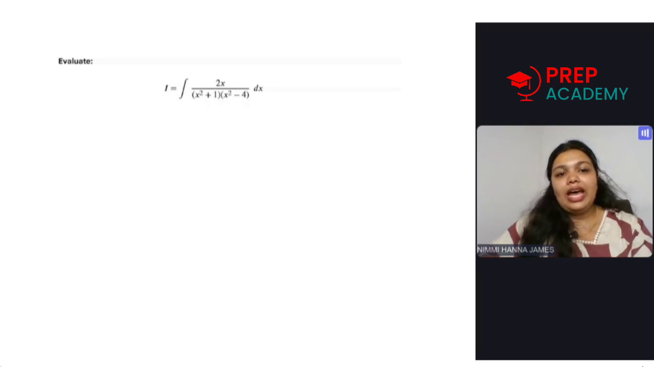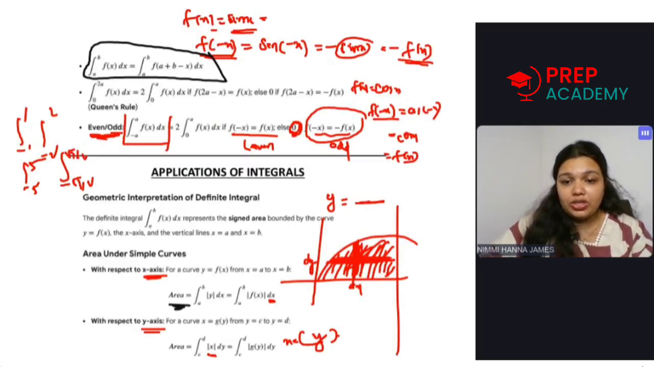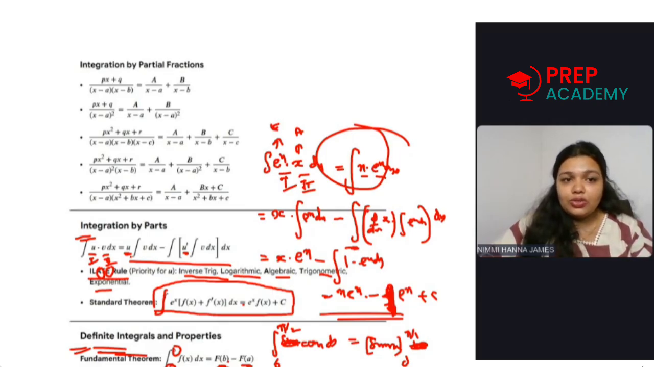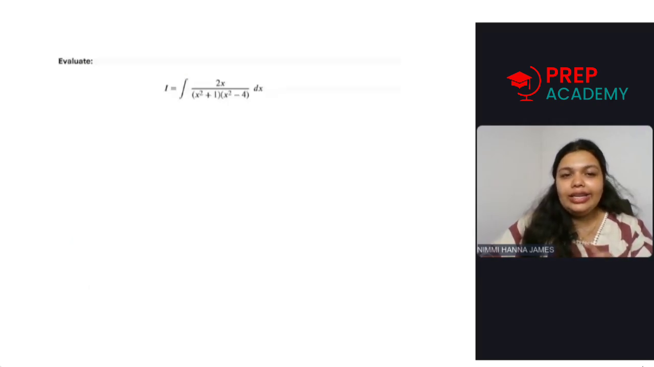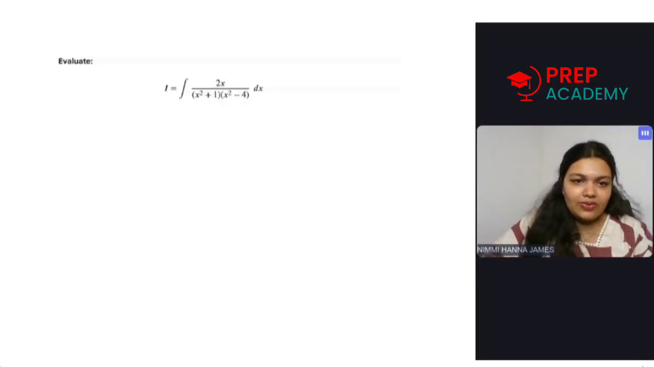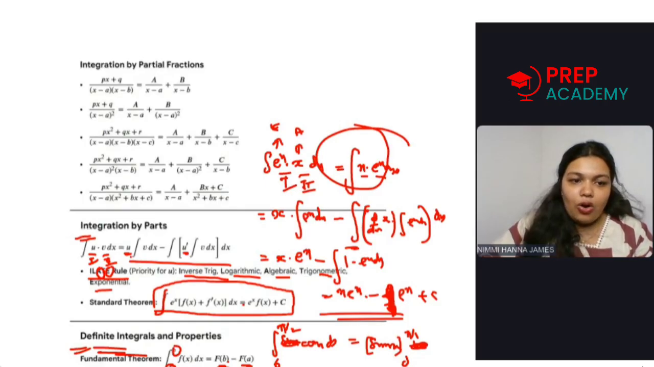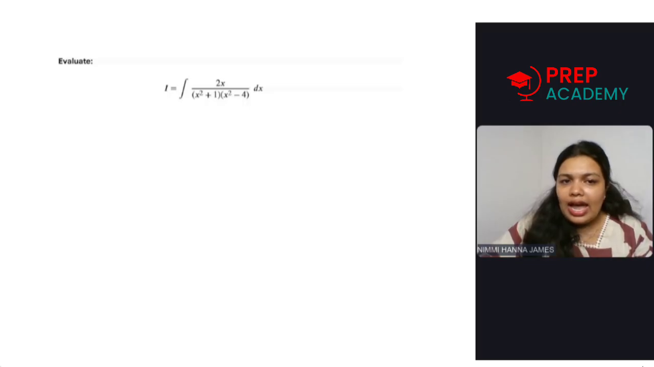The next question: evaluate I is equal to the integral of 2x by x square plus 1 into x square minus 4 dx. So this is a function where we can use the partial fractions method. I believe all of you must remember the partial fraction method, correct? Here we can, but it will be more complicated. As we have seen, all the denominators were linear factors, correct? But here both of them are quadratic factors. So I'm just applying a little bit of substitution also in there.